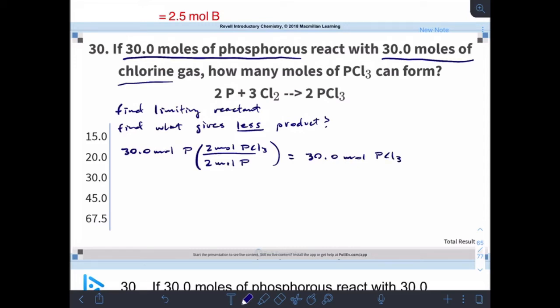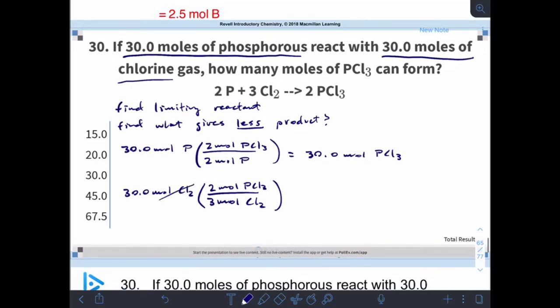Now let's do the same thing with the chlorine. Okay, so I'm going to put chlorine on the bottom, and there's 3 moles of chlorine for every 2 moles of phosphorus trichloride. Okay, so again, our moles of chlorine will cancel. So we find out that that much chlorine will give us 20 moles of phosphorus trichloride.